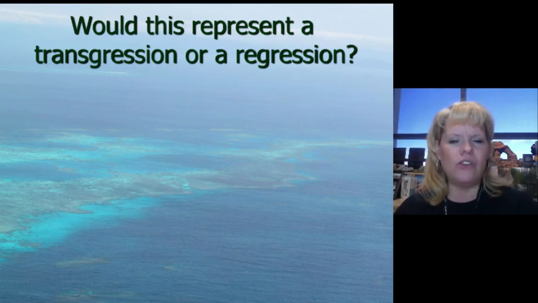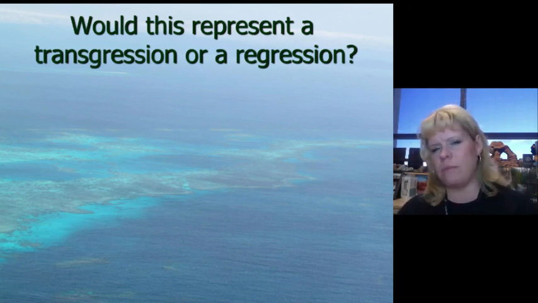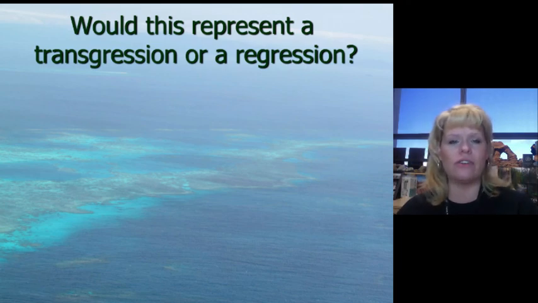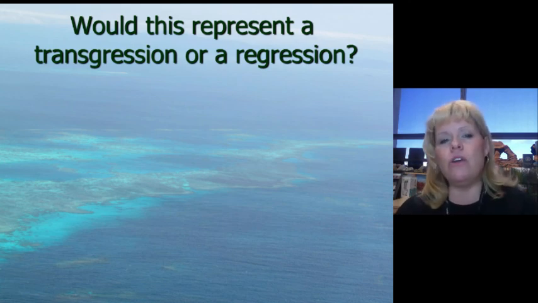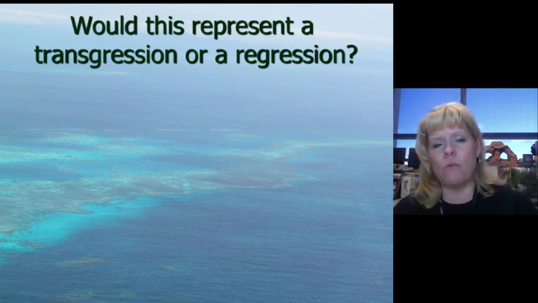So you see an ocean here covering land. Would that be a transgression or would that be a regression? If you answer transgression, you are correct. This is actually the Great Barrier Reef. This area during a regression would be exposed. We're more in a transgressive sequence right now where this area is covered.